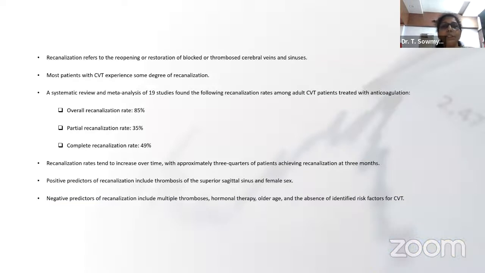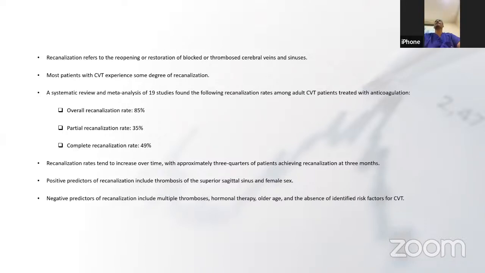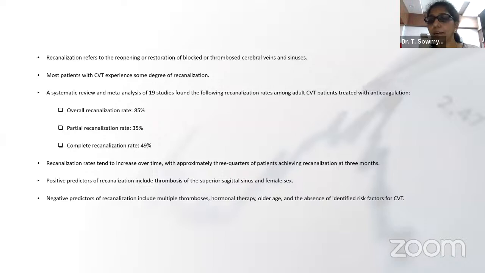Coming to the recanalization of CVT, most patients of CVT experience some degree of recanalization. Overall, 80% have complete recanalization. The factors favoring recanalization include thrombosis of the superior sagittal sinus and female sex. The negative predictors of recanalization include multiple thrombosis, hormonal therapy, old age, and absence of identifiable risk factors for CVT.